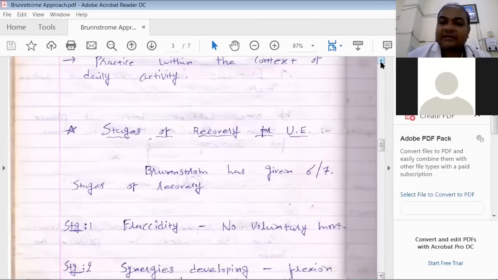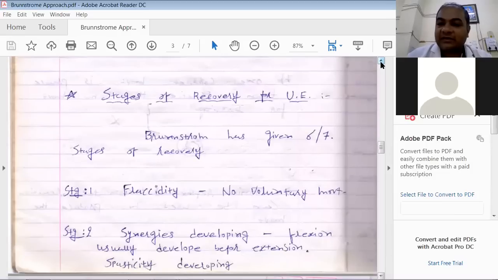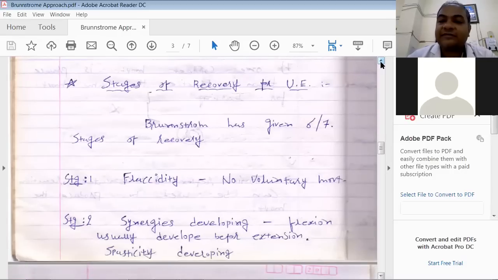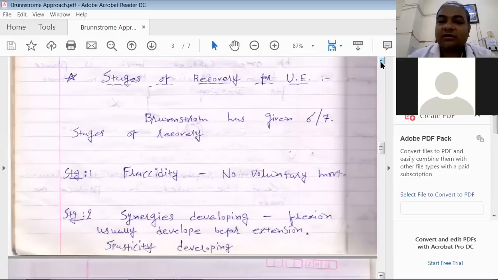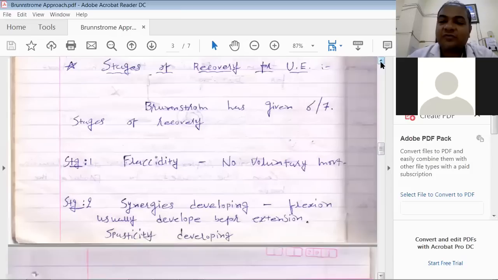So, stages. Next we go to the stages of recovery of the upper extremity. Brunnstrom has 7 stages of the recovery of the upper extremity. So when you assess the patient, you have to assess the patient by the Brunnstrom pattern. Then you have to mark in which stage your patient is: stage 7, stage 6, or still in stage 1. So what are the stages of recovery of the upper extremity according to Brunnstrom? It's very useful when you assess any hemiplegic patient.